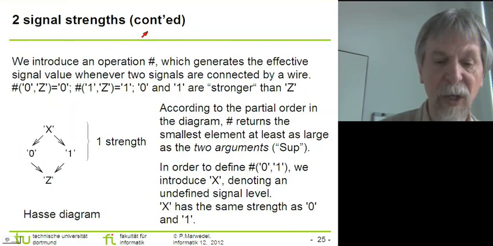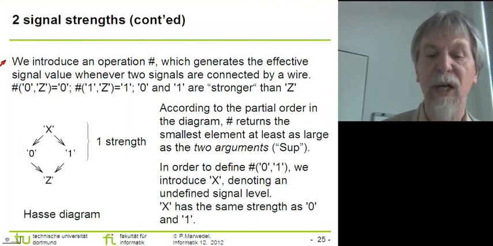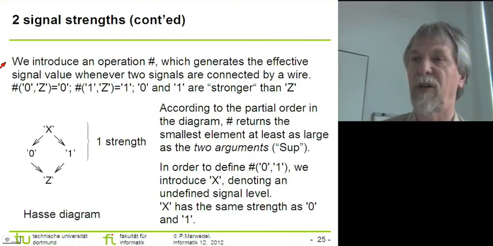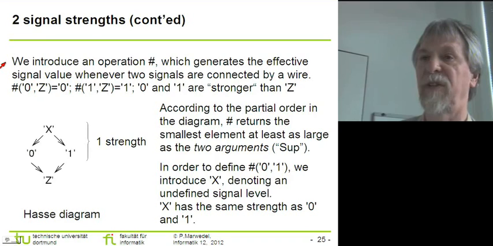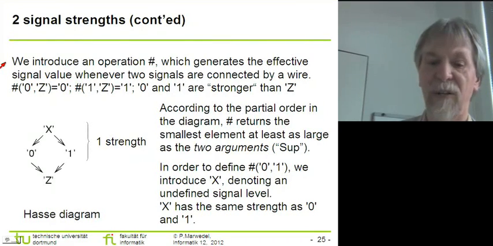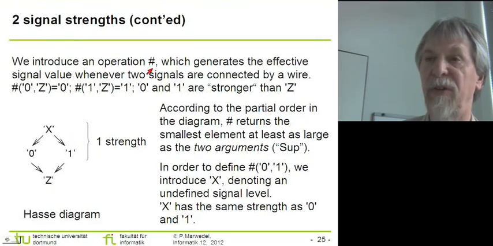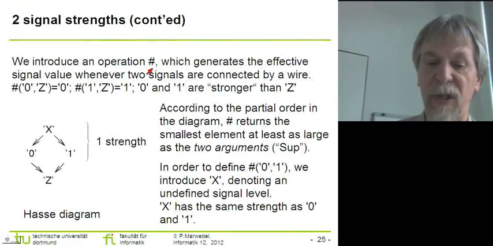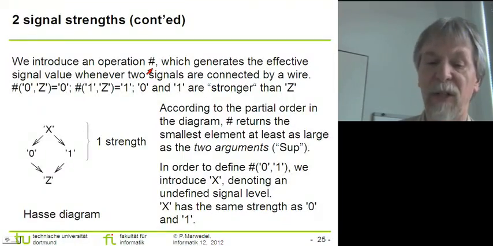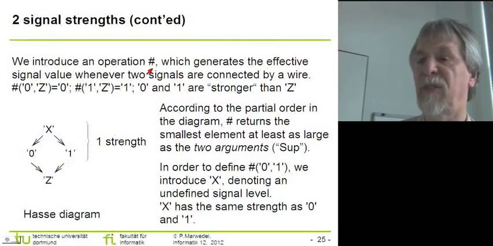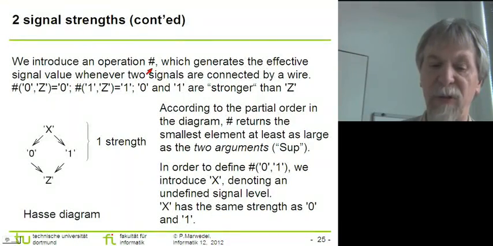Now we would like to model this at the logical level as well. And we would like to figure out at the logical level what happens if we are connecting two signals, if we have two wires that we are connecting together. What we are trying to model there, we are denoting by the so-called sharp operation, and the sharp operation tells us what is the resulting effective value if we have two signals that might have different values.